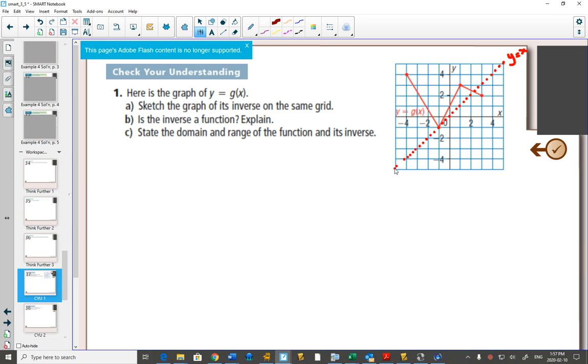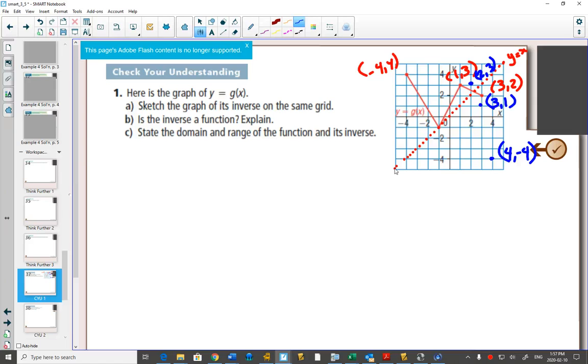For example, can you see that I have negative 4, 4? If I flip that point over, all that happens is my x and y values switch. 4, negative 4. And if I flip over this point, 1, 3, I'm going to get 3, 1. This red point at 3, 2 will become 2, 3.